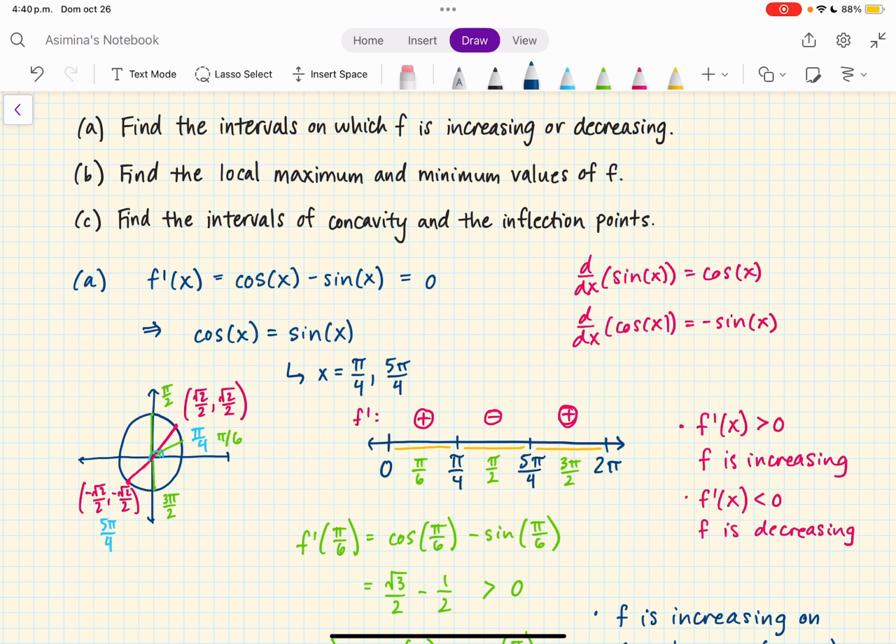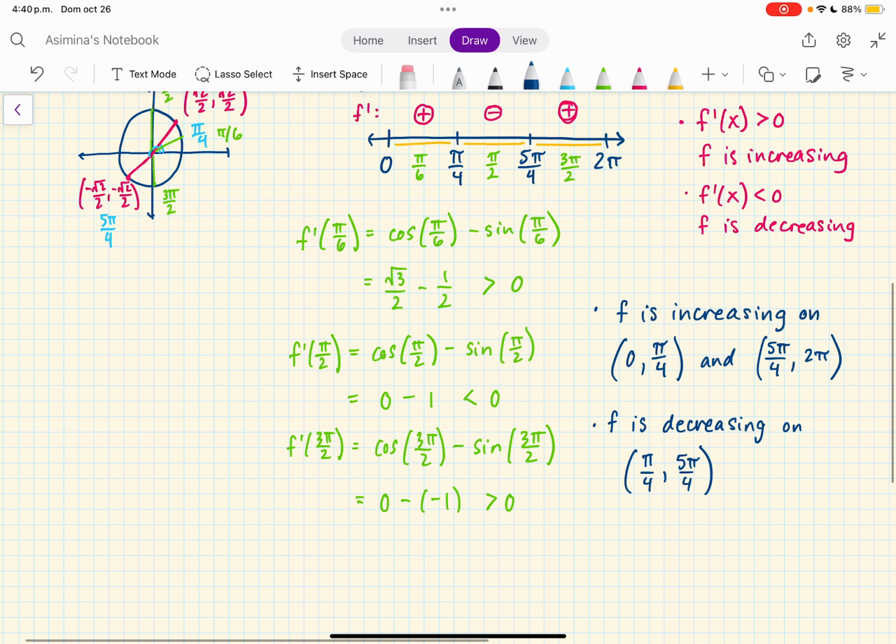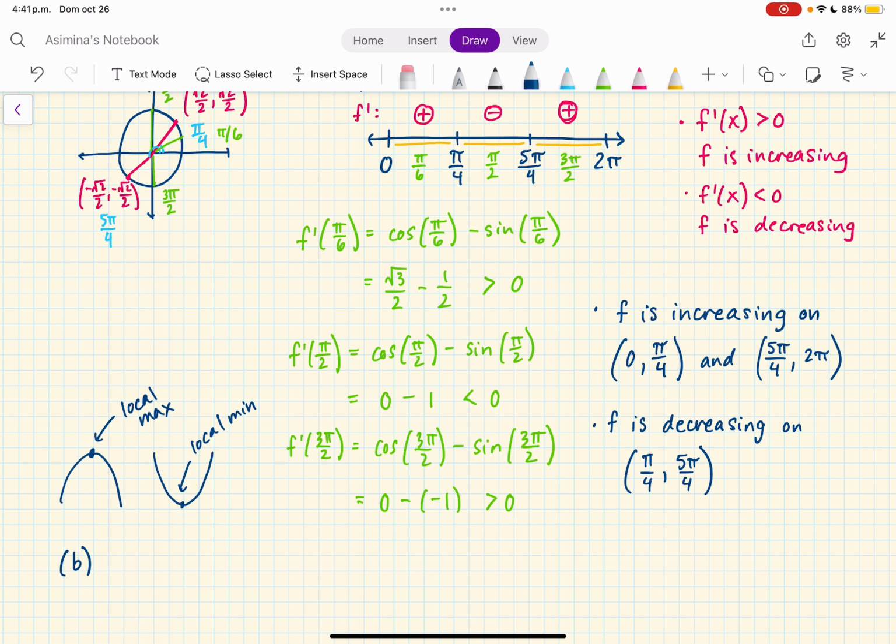Now part B asks us to find the local maximum and minimum values of f. Okay, so what do we know about the local max and min? Well, if our derivative goes from being positive to negative, that means that this point is going to be a local max. If my derivative goes from being negative to positive, so it looks like a dip, this is going to be a local min. So using that knowledge of what we have drawn up here, what can we say about where there's a local max or min?